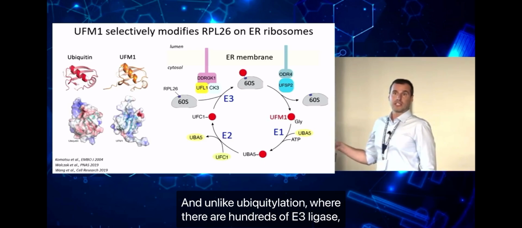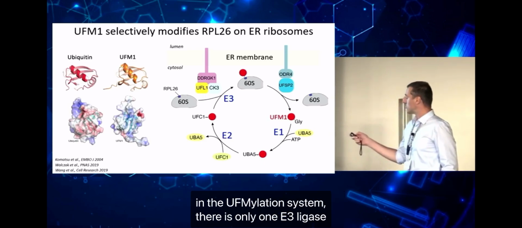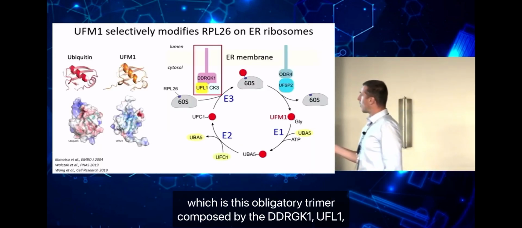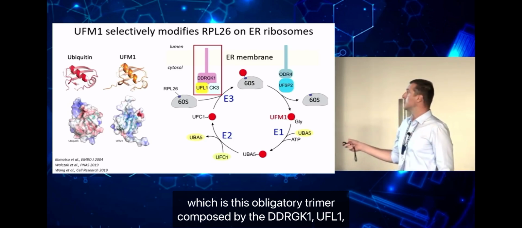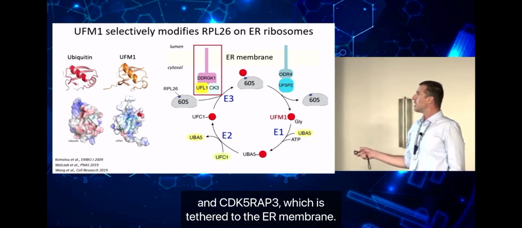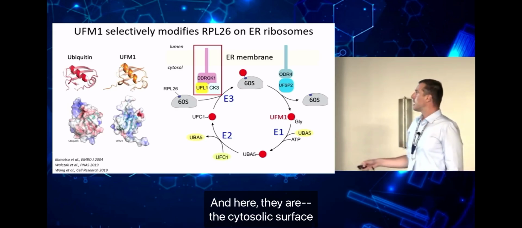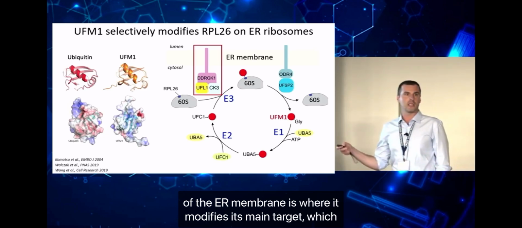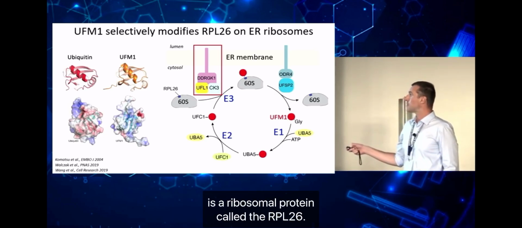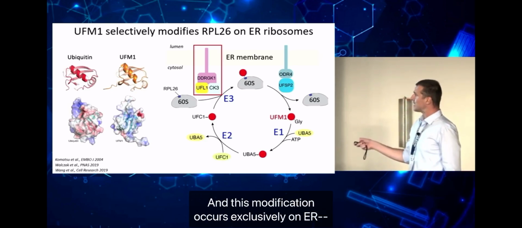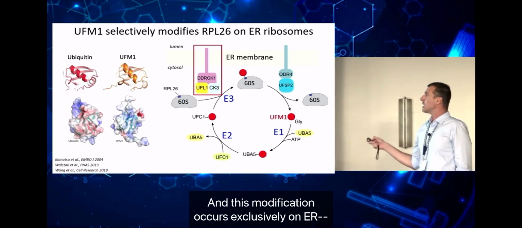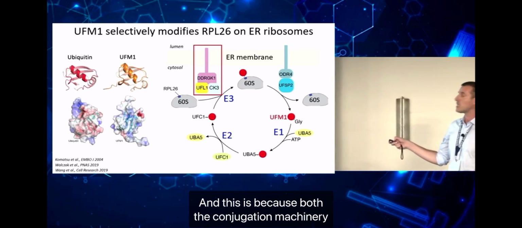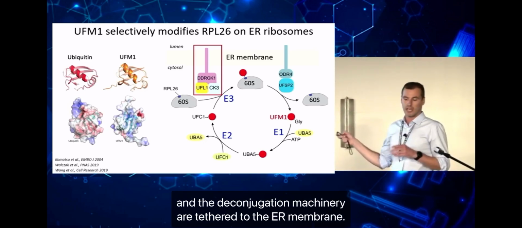Unlike ubiquitination, where there are hundreds of E3 ligases, in the UFMylation system there is only one E3 ligase, which is an obligatory trimer composed of DDRGK1, UFL1, and CDK5RAP3, which is tethered to the ER membrane. The cytosolic surface of the ER membrane is where it modifies its main target, a ribosomal protein called RPL26. This modification occurs exclusively on ribosomes that are bound to the ER membrane, because both the conjugation machinery and the deconjugation machinery are tethered to the ER membrane.